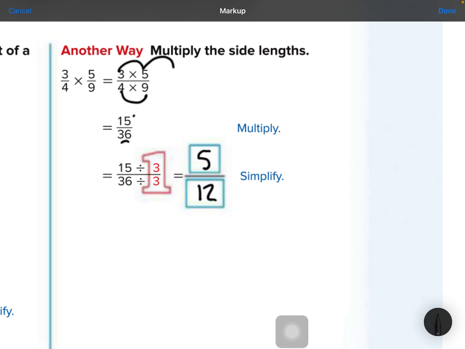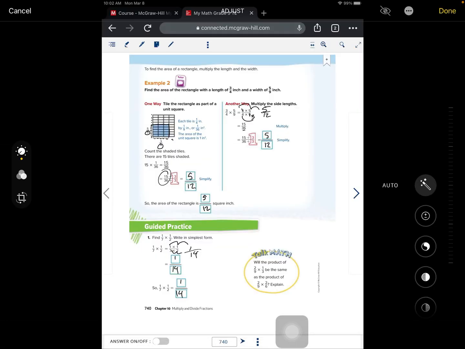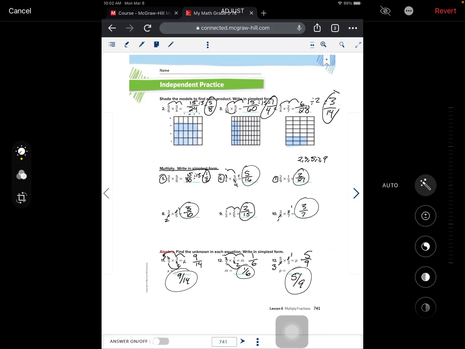This by far was the favorite way. Everyone in the class voted and they liked this way the best. This is where you just multiply straight across and then simplify. Now, if you look at it, you could also have simplified before you multiplied. 3 can go into 3 once, 3 can go into 9 3 times. Then 1 times 5 is 5, 4 times 3 is 12, 5/12.